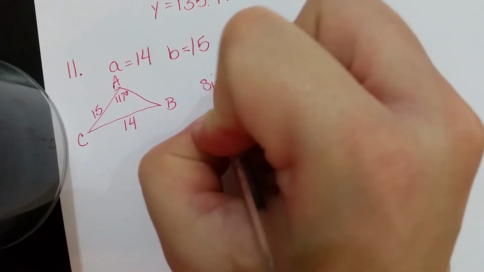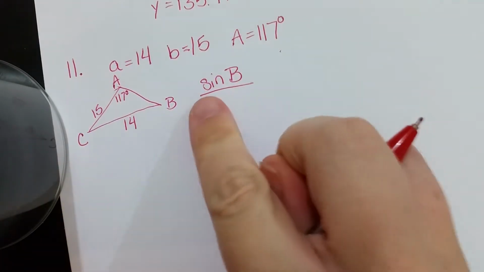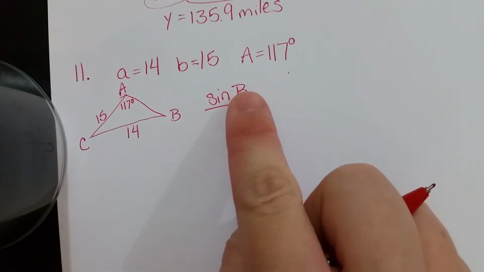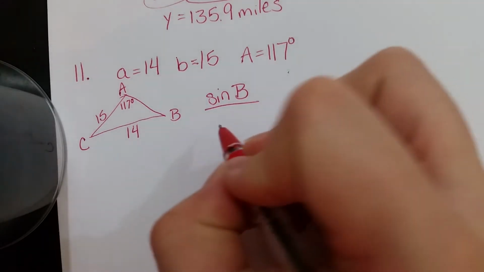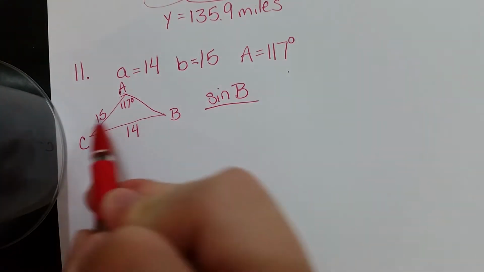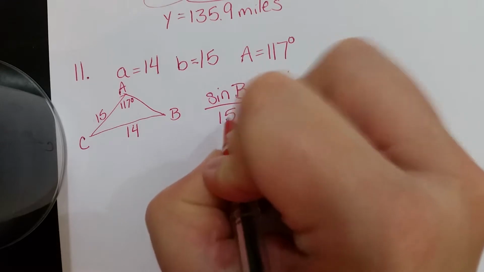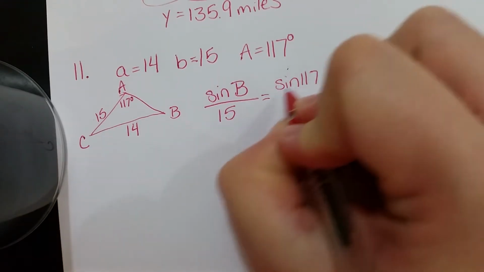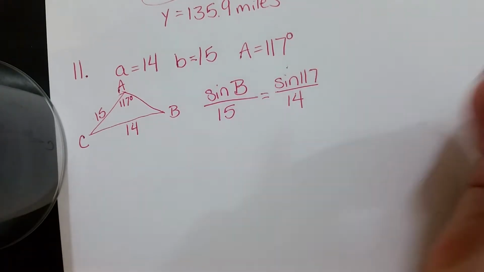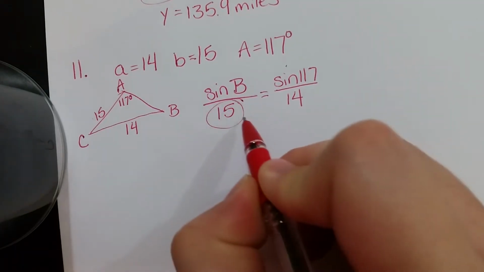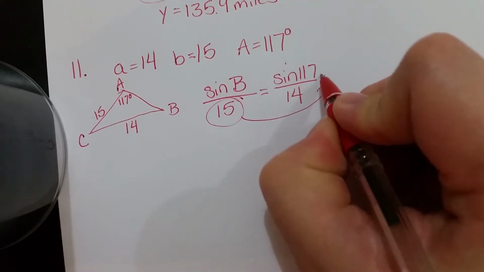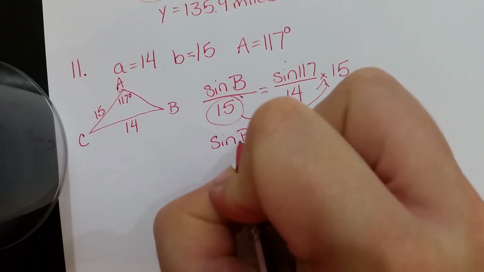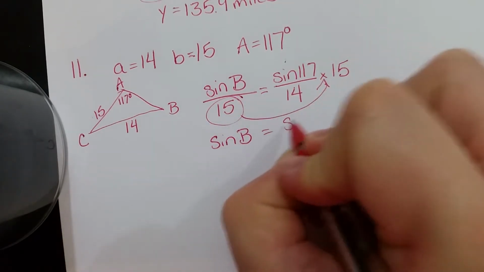Now, because I'm trying to find an angle, I'm going to use sine of B on the top because I like to put whatever I'm trying to find first, and that just makes it easier to solve. So sine of B goes across from 15, and we'll have sine of 117 up here over 14. So to solve this, I'm first going to multiply by 15. But the problem there is that you still have sine of an angle equals this whole thing.